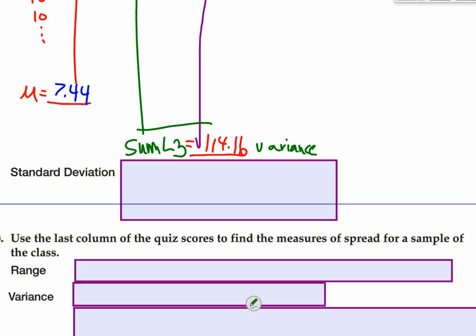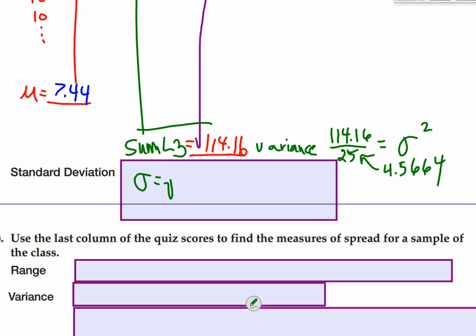our variance is the 114.16 divided by 25, which is called sigma squared. It's the square of that. And I don't know what that is, but I will tell you, or you can tell me. 4.5664. Okay, perfect. And that is 4.5664. And I'm confident that you can all find that on your calculator. So then the standard deviation is the square root of 4.5664.